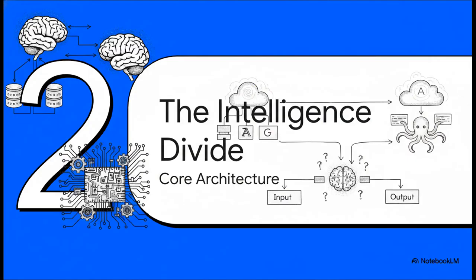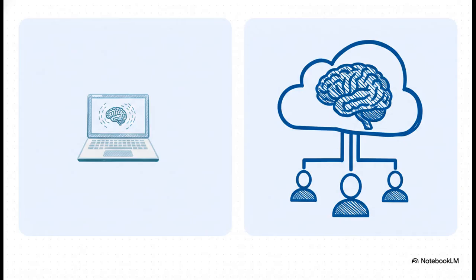So, what is this great divide I'm talking about? Well, it's not about which tool has a prettier UI or a few extra features. It's all about the architecture underneath. The big question is, where does the AI's brain actually live? Where does it do its thinking? And this slide just lays it out perfectly.